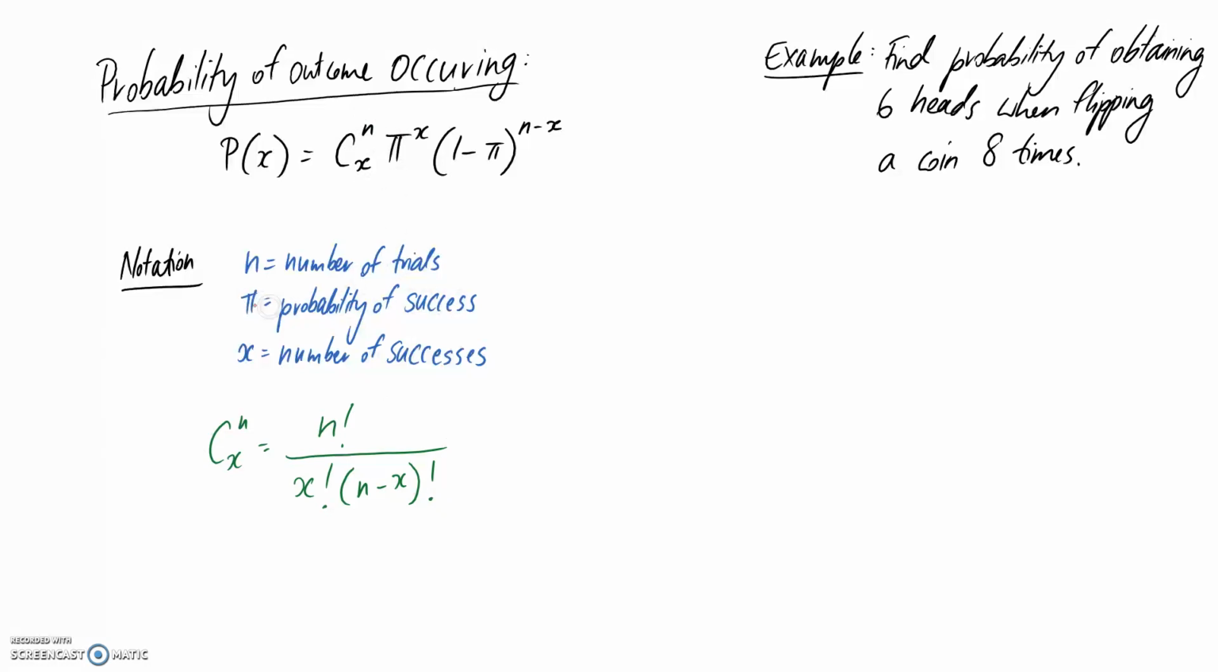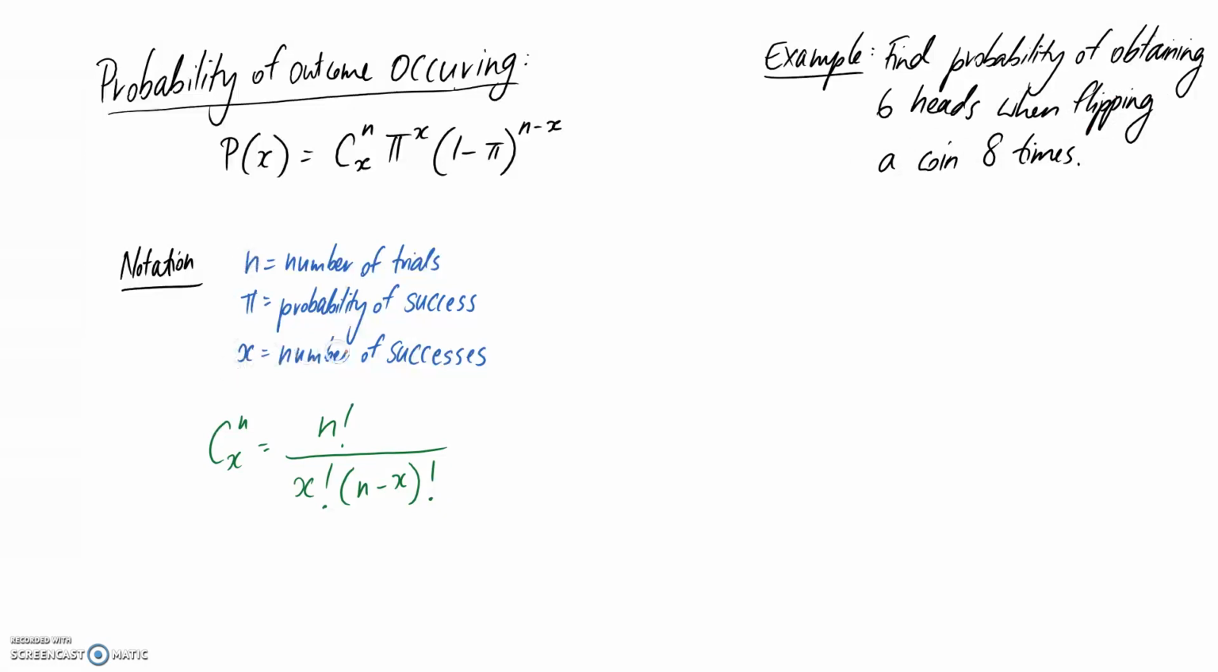Pi here is defined as the probability of success. So if you're flipping coins, the probability of you getting a head, which you can define as the success, would be 0.5. X again is just the number of successes, and 1 minus pi you can calculate from knowing the probability of success. The only other thing is n, and this is the number of trials, so the number of times that you perform that experiment in a row. We're going to do an example over here in a moment where we're looking for the probability of obtaining 6 heads when flipping a coin 8 times.